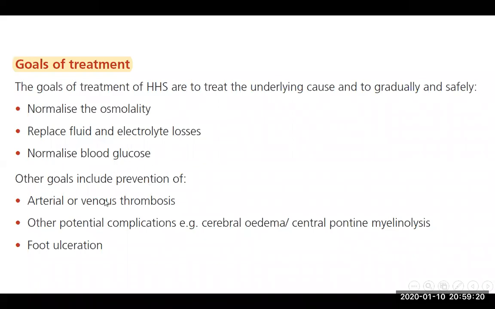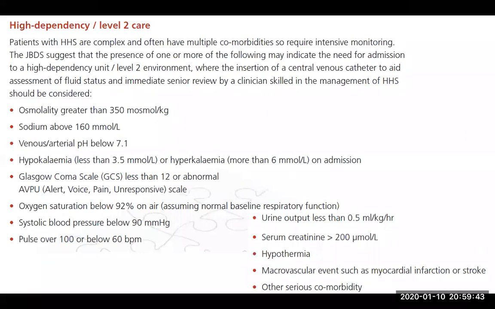And of course, the prevention of venous or arterial thrombosis, so anticoagulant is mandatory in every case of hyperosmolar hyperglycemic state, except if there is a contraindication. And of course, prevent the potential complications like cerebral edema and central pontine myelinosis. Foot ulceration is also common, so we must check the feet of our patient. And these are the criteria for diagnosis of severe hyperosmolar hyperglycemic state, which must be managed in the ICU.